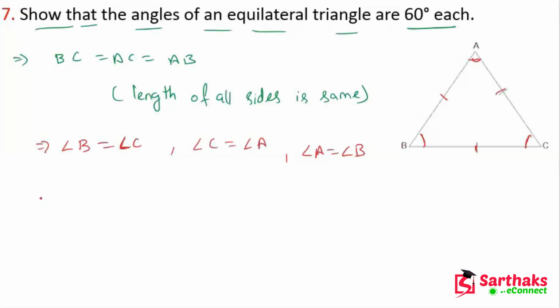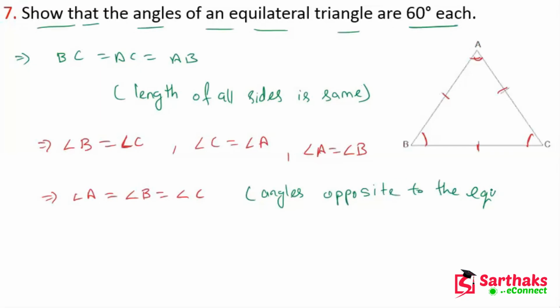So from these we can write angle A is equal to angle B is equal to angle C. The reason is that angles opposite to equal sides are equal. I hope you understand these things, my dear friends.